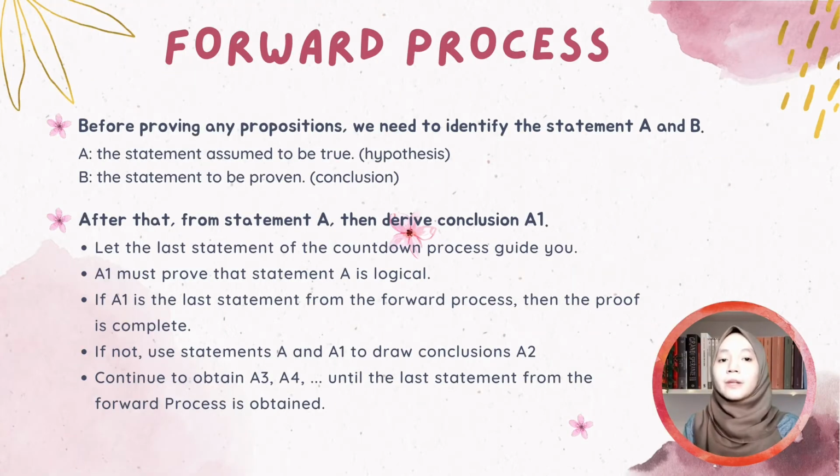So now I will explain the forward process. Before proving any proposition, we need to identify the statements A and B, where A is the statement assumed to be true, the hypothesis, while B is the statement to be proven, the conclusion. Generally, everything between the words if and then is the hypothesis, while everything that comes after the word then is the conclusion. After that, from statement A, derive the conclusion A1.